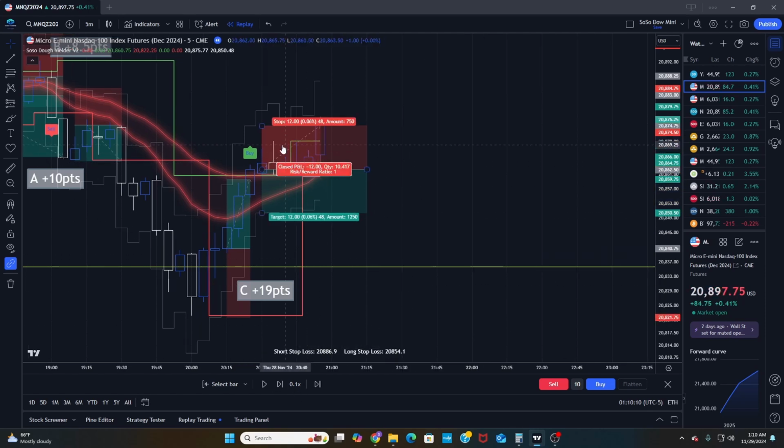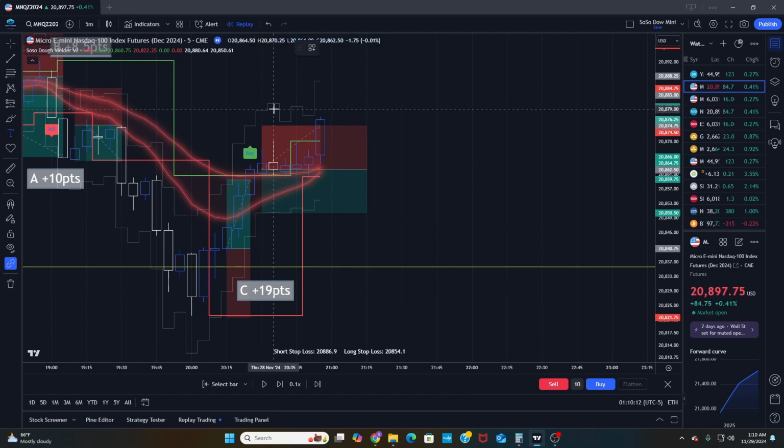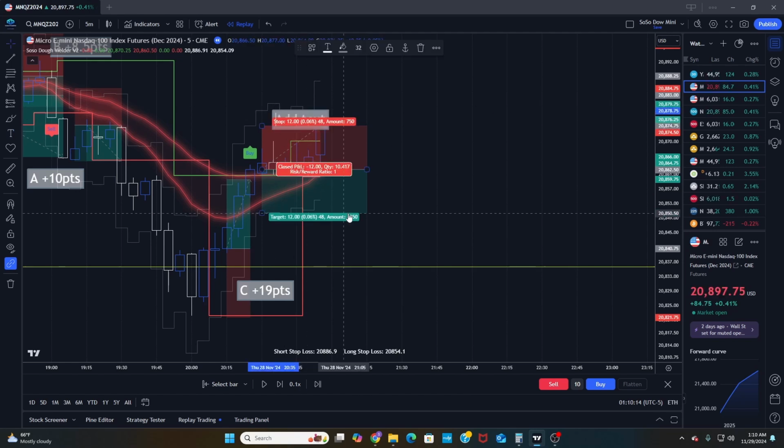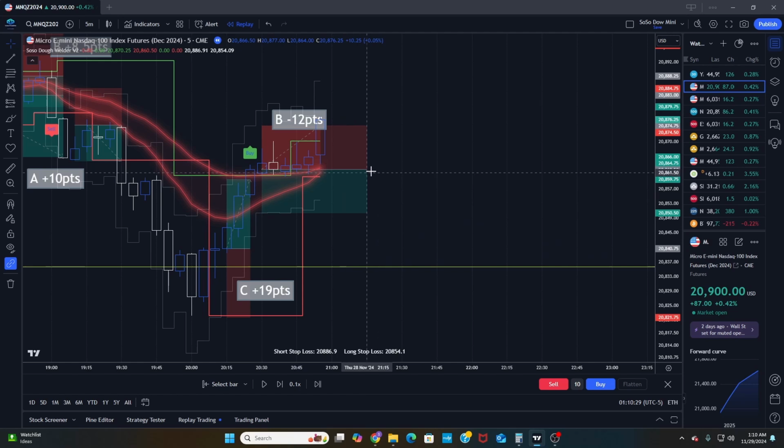There we go, so there's a loser. Nothing works every time, but the nice thing about the indicator is it gives you clear examples of where to enter and where to get out. So we're minus 12 points here. There's a B trade, minus 12 points.